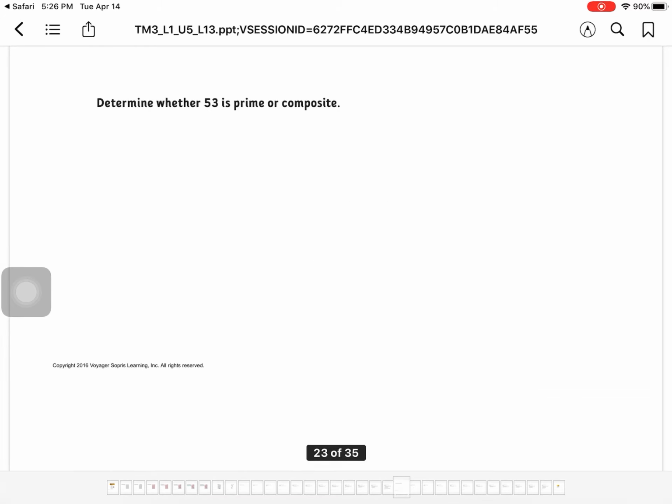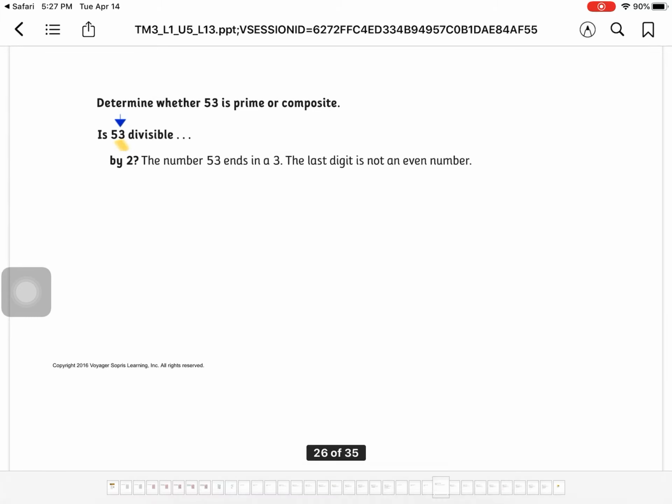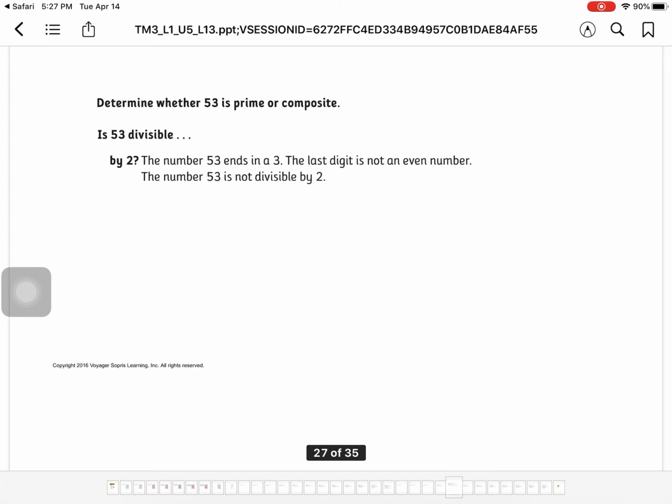Okay, so now 53, is 53 prime or composite? We're going to start this whole process over with 53. Again, is it divisible by 2? Is it even or odd? Again, we look at that last digit. I know 53 is not even, it is odd, so it is not divisible by 2.